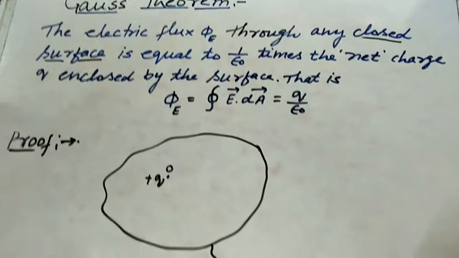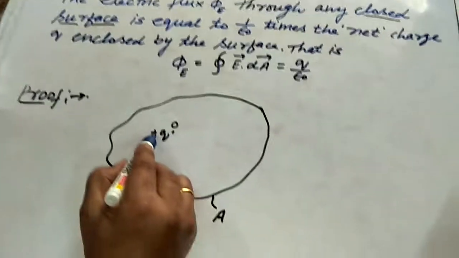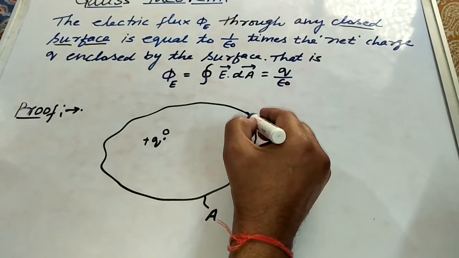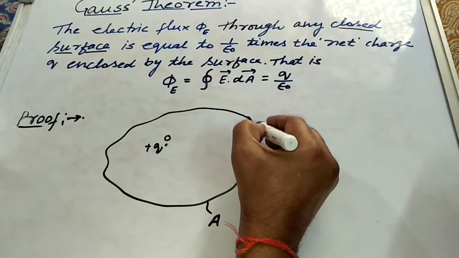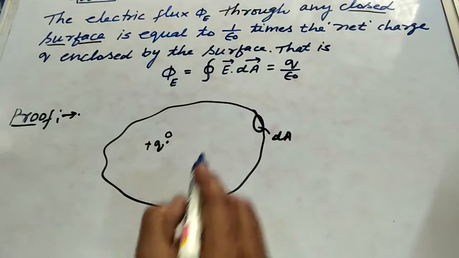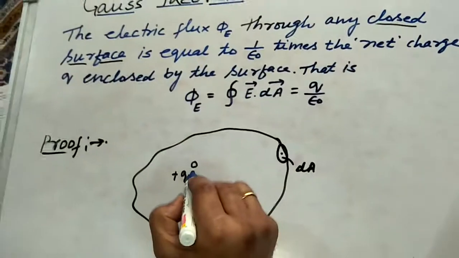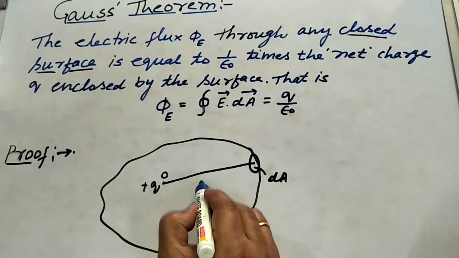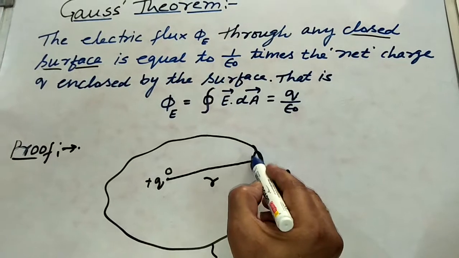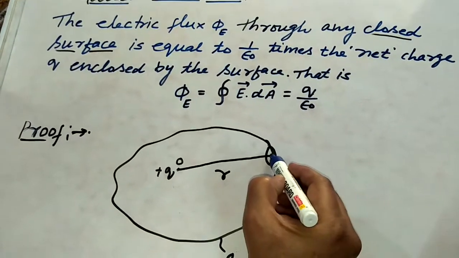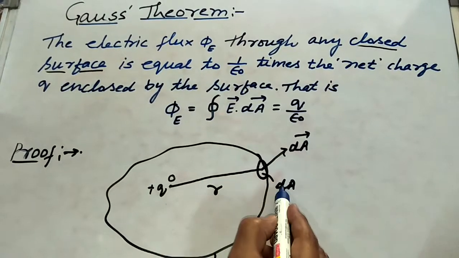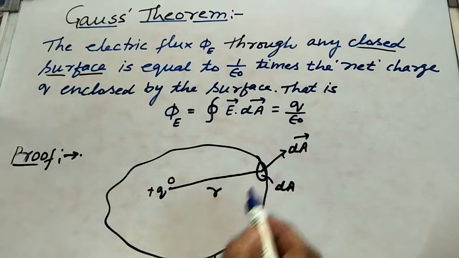Suppose this one is a surface whose area is A and charge plus q is enclosed by this surface. So to prove the Gauss theorem, let us consider a small area element on this surface. Suppose this one is a small area element dA. And now the distance of this small area element from the charge is, suppose, r. And as you know, suppose this one is its area vector. Area vector means the normal drawn on this small area element.